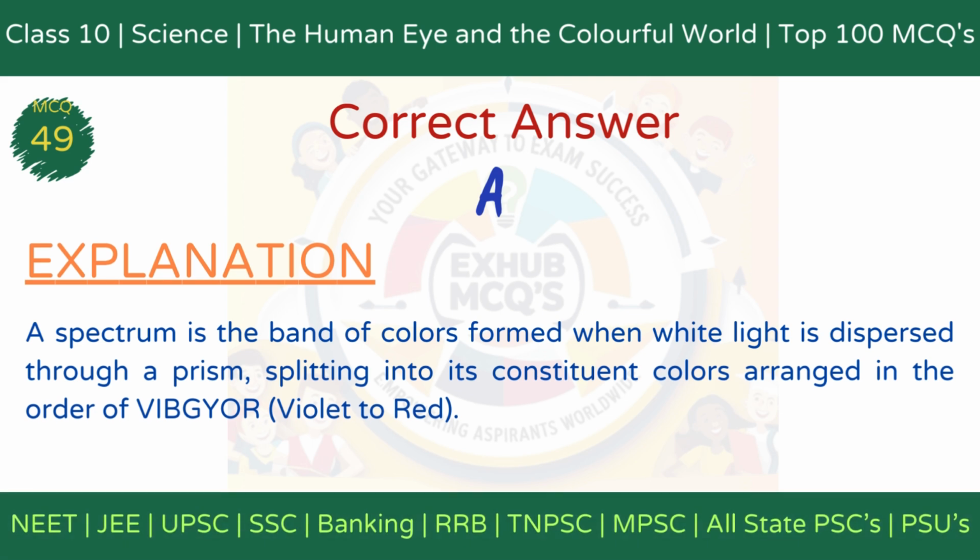The correct answer is option A, spectrum. Explanation. A spectrum is the band of colors formed when white light is dispersed through a prism. The colors are arranged in the order of violet, indigo, blue, green, yellow, orange, and red.